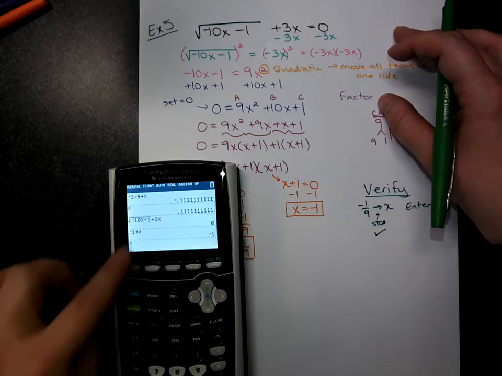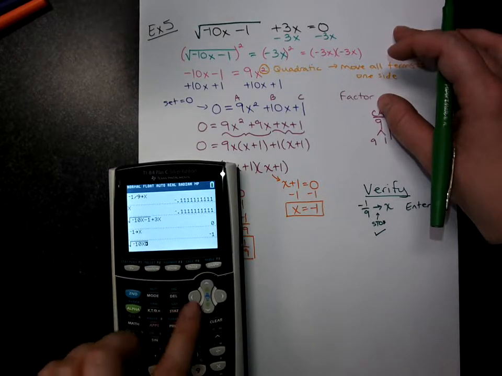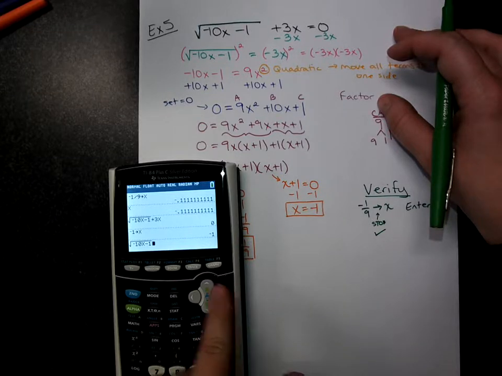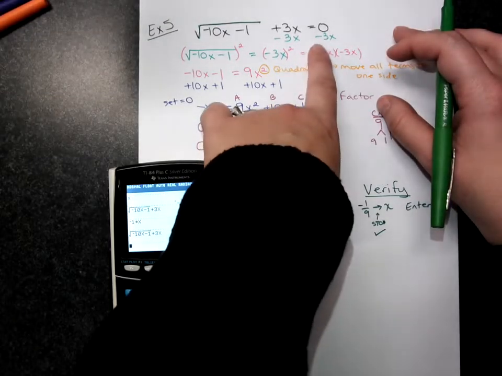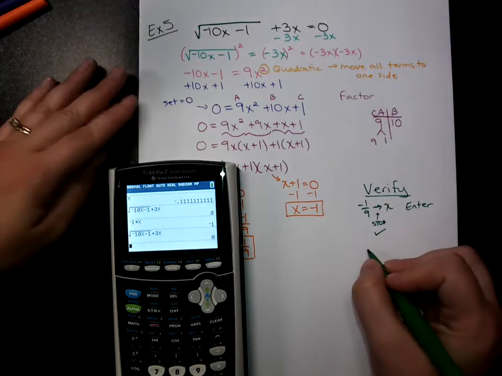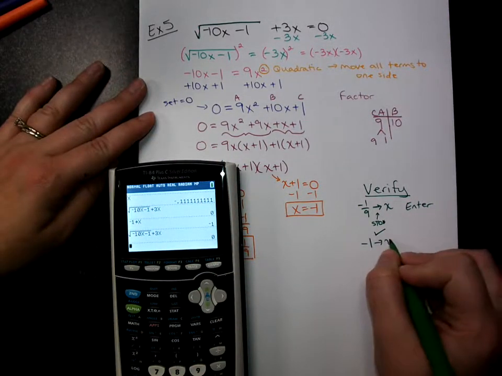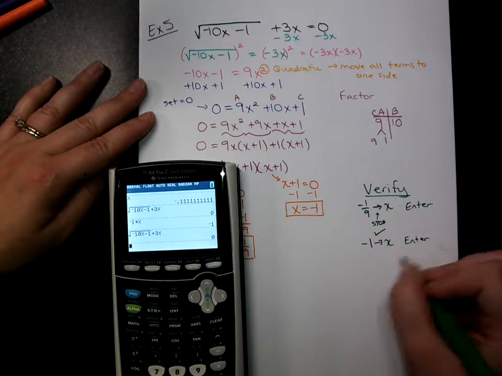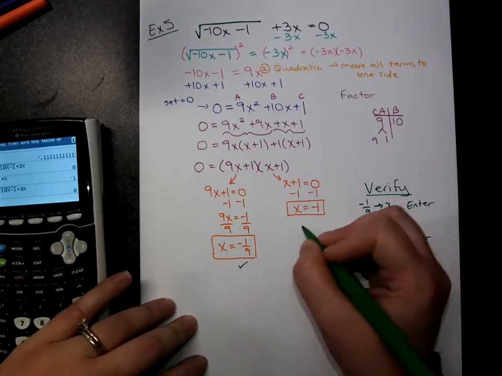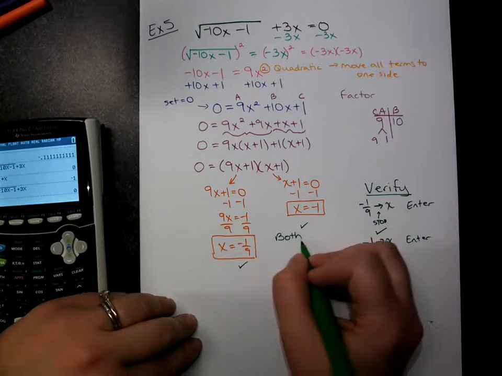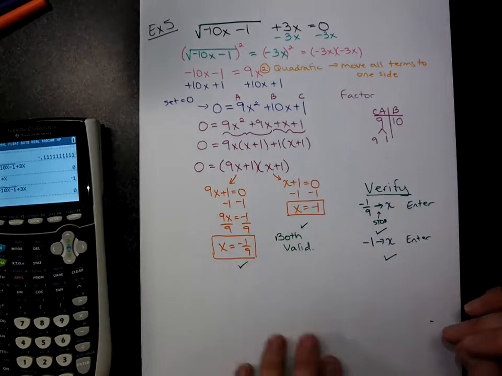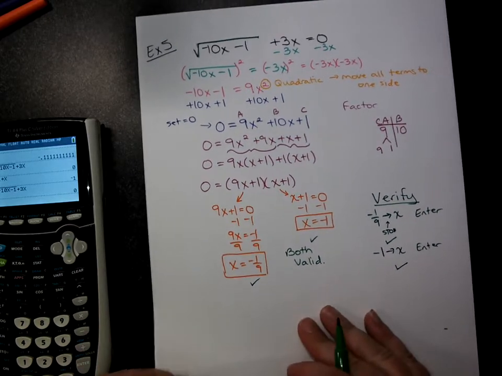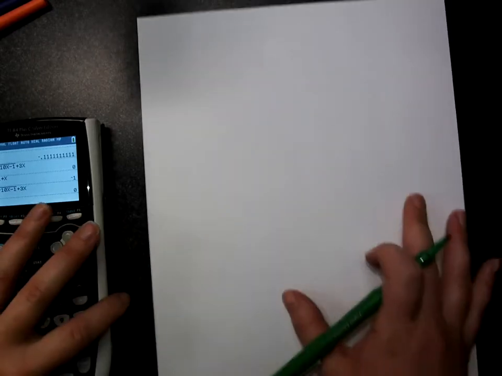And then again, you're going to type in the square root of -10x minus 1, then close the square root with the parentheses, and then plus 3x, and we should get 0 because it says it should equal 0. So you can do the same thing with -1, store for x, hit enter afterwards, and verify that it works. So they are both valid answers. You don't have to use that function in the calculator, but it sure does help, especially when you've got ugly numbers. Alright, so let's try another one that's quadratic, where you get 2 answers.